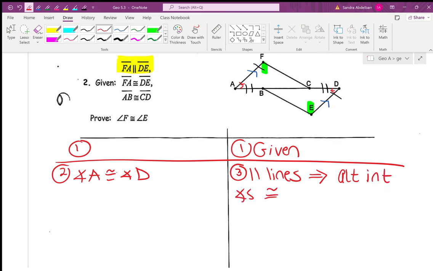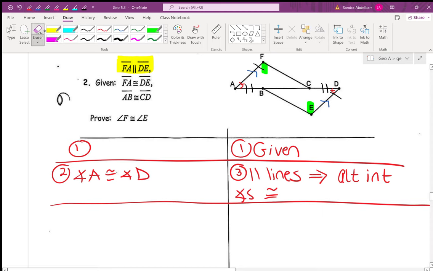Okay, why did you write 3? That should be 2. Sorry about that. Okay, so because of the parallel lines, the alternate interior angles are congruent. All right, so now go back.